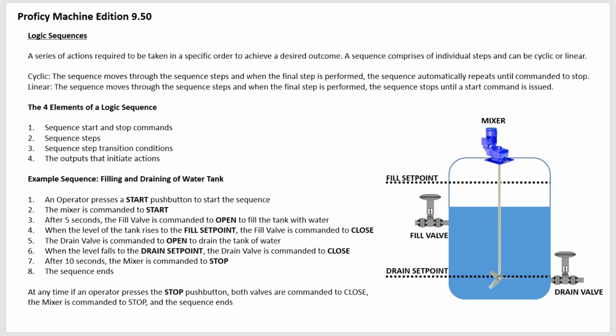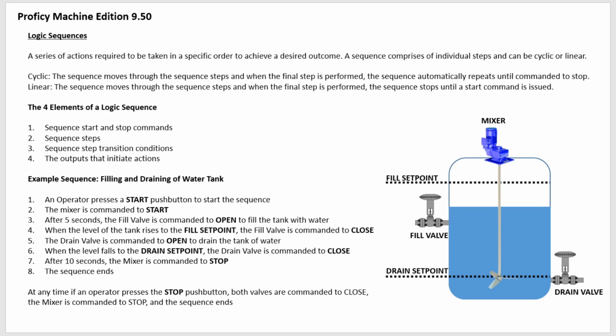Now, logic sequences are basically a series of actions required to be taken in a specific order in order to achieve a desired outcome. And the sequence comprises individual steps, and the sequence itself can be cyclic or it can be linear in nature. Now, a cyclic sequence basically moves through the sequence steps, and when the final action is performed, the sequence automatically repeats itself until otherwise commanded to stop. Versus a linear sequence, whereupon the sequence moves through its sequence steps, and when the final step is performed, the sequence stops and remains stopped until it's been manually started up again through an operator command or maybe through some sort of logic conditional statements.